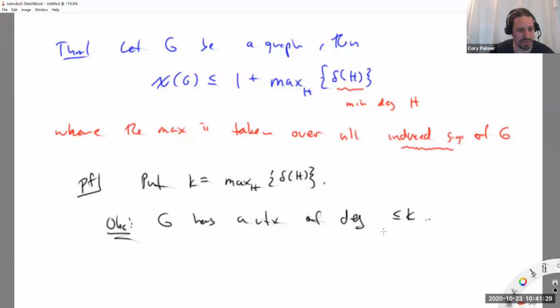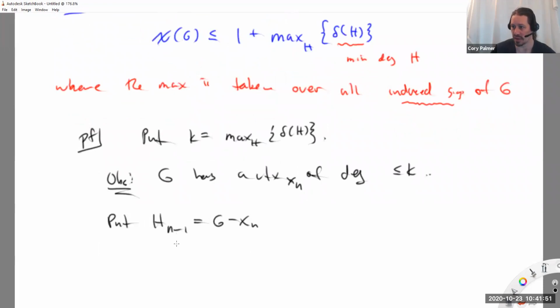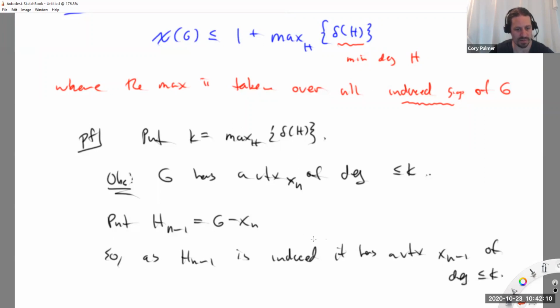All right, so what I'm going to do is remove that vertex. Let's call it a vertex X sub N. That's the name of one of, maybe multiple, such vertices. Okay. So now let's put H sub N minus one equal to G minus X sub N. So just pluck that vertex off. Now notice H sub N minus one is an induced subgraph of G, because I didn't remove edges except for those that were destroyed by pulling off vertex X sub N. Okay, so as H sub N minus one is induced, it has a vertex X sub N minus one of degree at most K. Same reason, right? The minimum degree in H sub N minus one is bounded above by K, otherwise this K would be larger. Now, that doesn't mean that X sub N minus one's degree was at most K in G. It's just at most K in H sub N minus one. So after I remove vertex X sub N, in H sub N minus one I found another vertex of degree at most K in this subgraph.